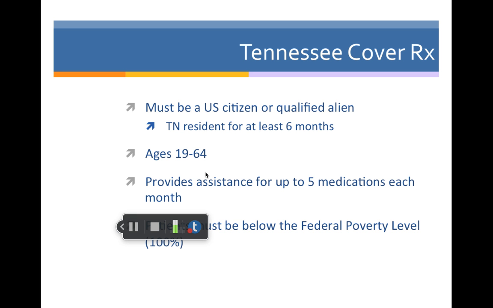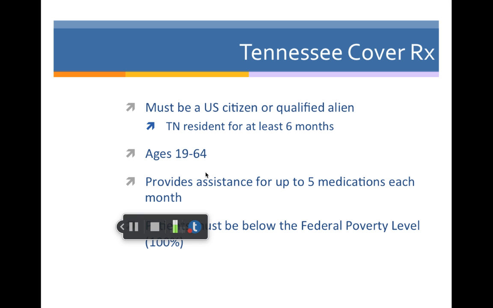They must be 19 to 64, and that's because it's trying to restrict access again to patients who do not have prescription coverage. So people who are 18 and under are generally going to be TennCare eligible, and then people who are 65 and older are going to be Medicare eligible. So patients cannot have any type of Medicare, they cannot have private insurance, they cannot have Medicaid, and if they do, then they are not eligible for this.